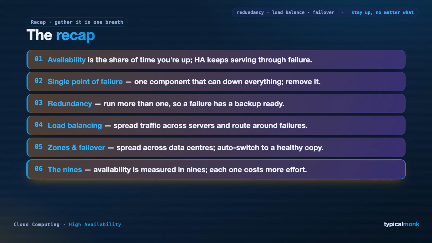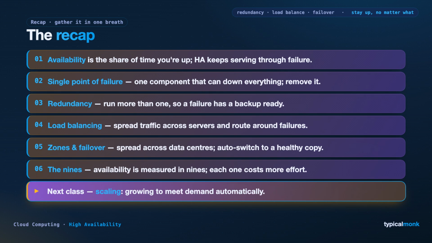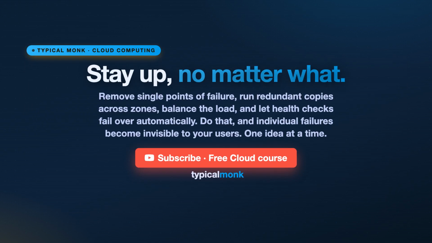And availability is measured in nines. Each extra 9 means far less downtime and far more effort. Next class: scaling, growing to meet demand automatically, one idea at a time. That is high availability.